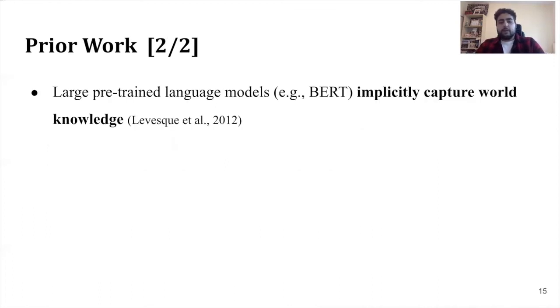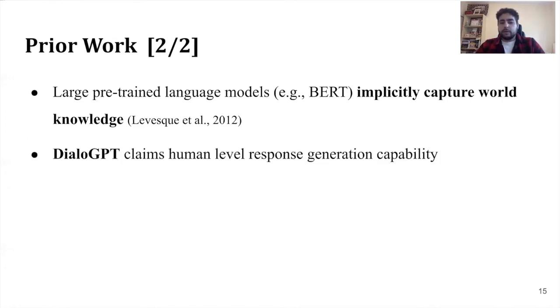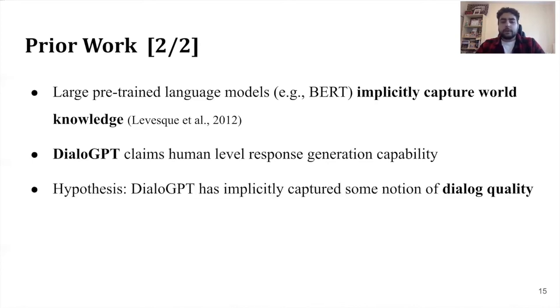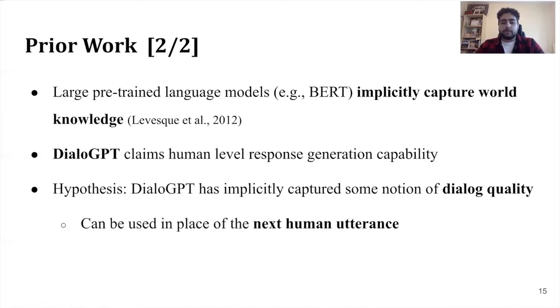The next piece of prior work is that large pre-trained language models, such as BERT, have been shown to implicitly capture world knowledge. In Levesque et al., they showed that BERT captures some notion of common sense. DialoGPT has claimed human-level response generation capability, and given the results that we saw from our annotation of Meena's conversations, this might very well be true. So the hypothesis here is that DialoGPT has implicitly captured some notion of dialogue quality in the process of learning how to generate good responses.